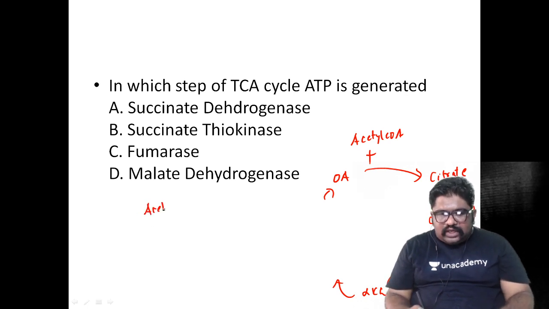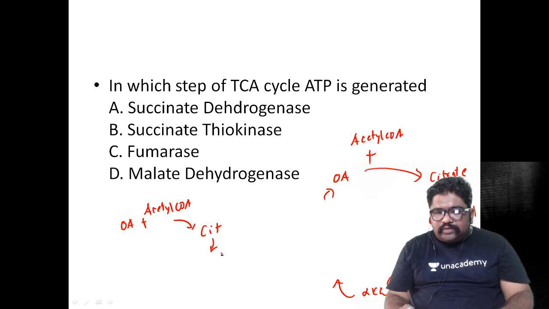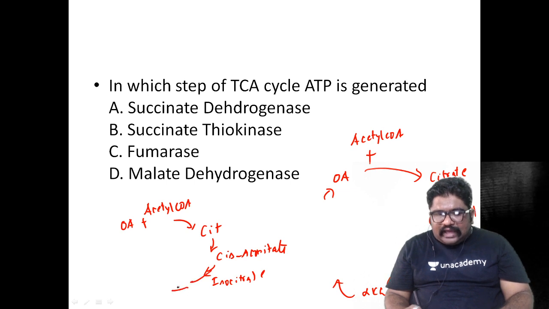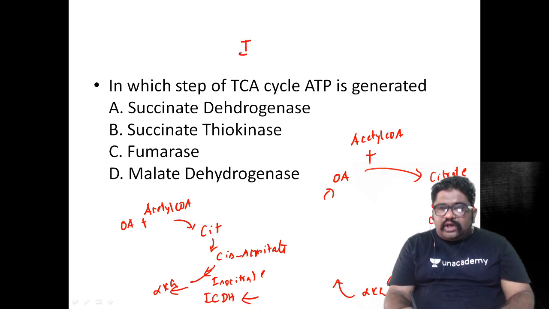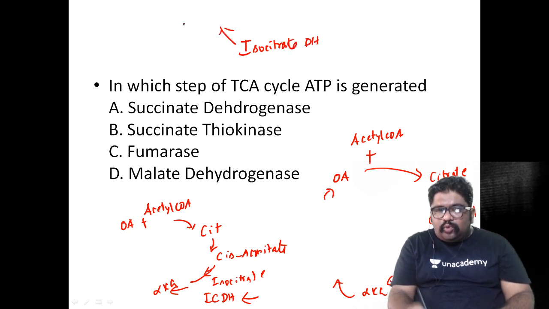We start with acetyl-CoA. Acetyl-CoA will react with oxaloacetate to form citrate. Citrate will undergo isomerization to form cis-aconitate. Cis-aconitate will become isocitrate. The isocitrate will become alpha-ketoglutarate with the help of isocitrate dehydrogenase, which is present in mitochondria. Remember, isocitrate dehydrogenase has two isoforms. One is the cytoplasmic form, the other one is the mitochondrial form.